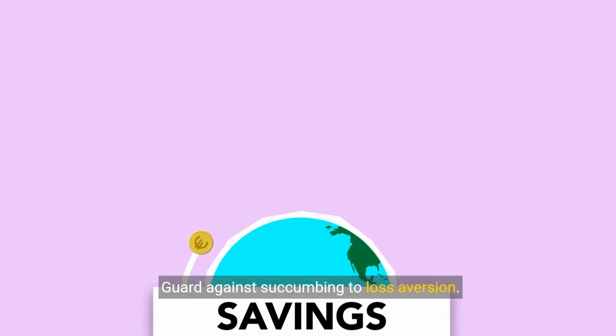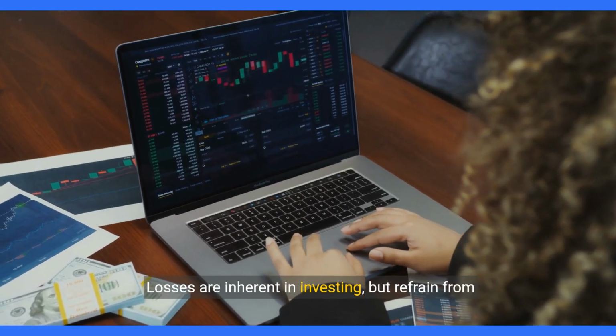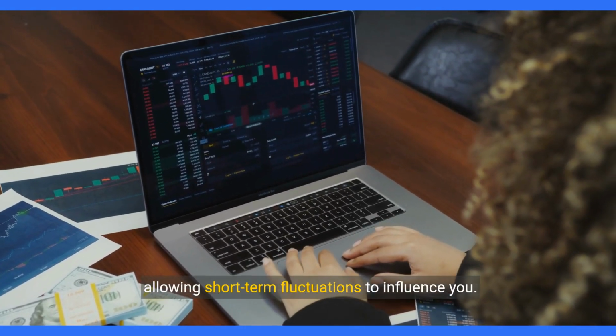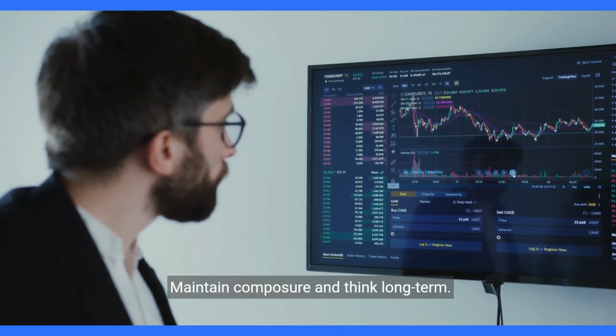Guard against succumbing to loss aversion. Losses are inherent in investing, but refrain from allowing short-term fluctuations to influence you. Maintain composure and think long-term.